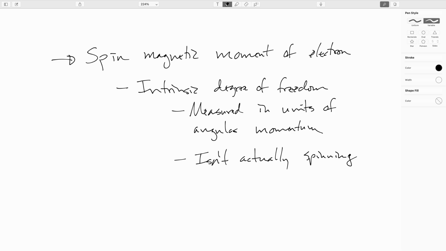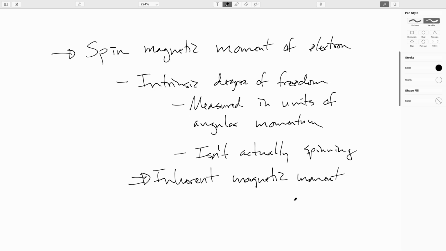Now, because this has an electric charge, we wind up having an inherent magnetic moment associated with this. So, the one other thing that I can mention about spin is it does tell us some things about the symmetry of the particle. So you may have heard that an electron is spin 1/2. So what would that mean?